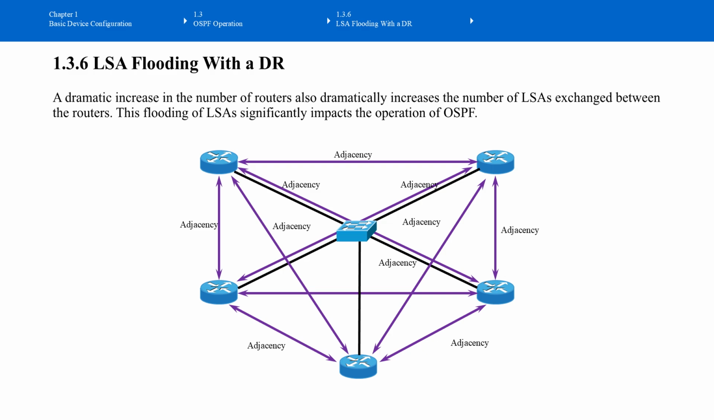For example, 5 routers generate 10 adjacencies. 20 routers generate 190 adjacencies. Every topology change causes routing updates to be exchanged across all these adjacencies.